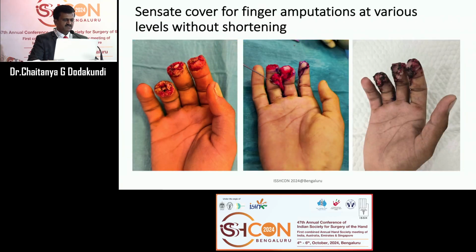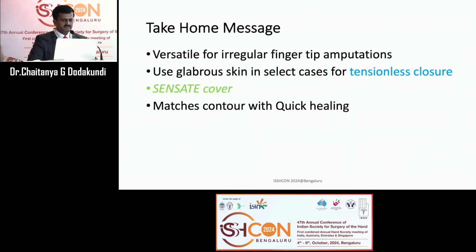This is another case where you have amputation at the DIP joint level. Generally, when you do stump closure, you invariably tend to shorten the bone, which will further shorten the finger. Even in these cases, if you just debride the cartilage and get a small oblique neurovascular flap, you can cover the tip without any further shortening.